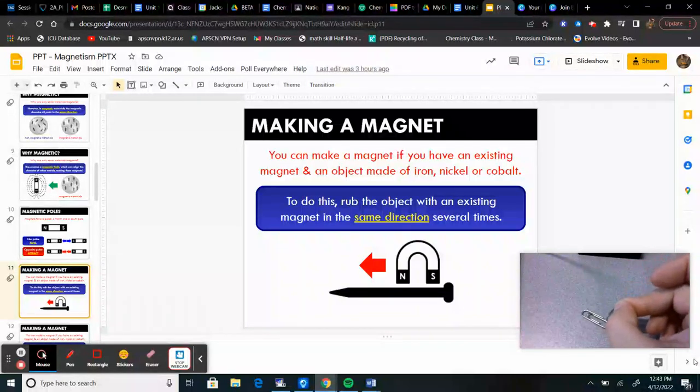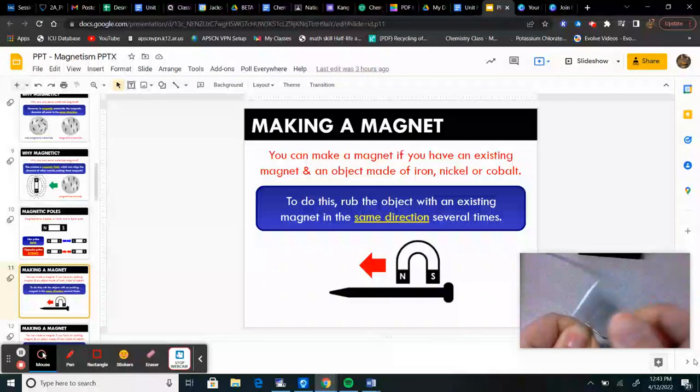Now, it is fairly weak. That is why it's not staying for a whole long time. It's because of the weight. But that's what we've done. We have made another magnet using a magnet we already had, rubbing it along right here several times in the same direction. So that way all the domains are lined up. And you should be able to use that to pick up another piece of metal.